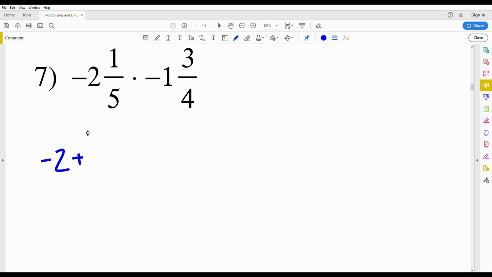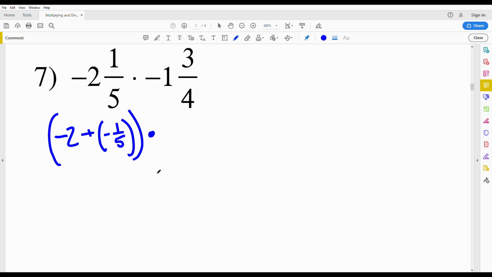So I'll rewrite this again. Negative 2 plus a negative 1/5. And all this is going to get multiplied eventually after I add to a negative 1 plus a negative 3/4, because the negative goes with both. Now let's simplify. And in order to do that, I need to be able to add with a common denominator.